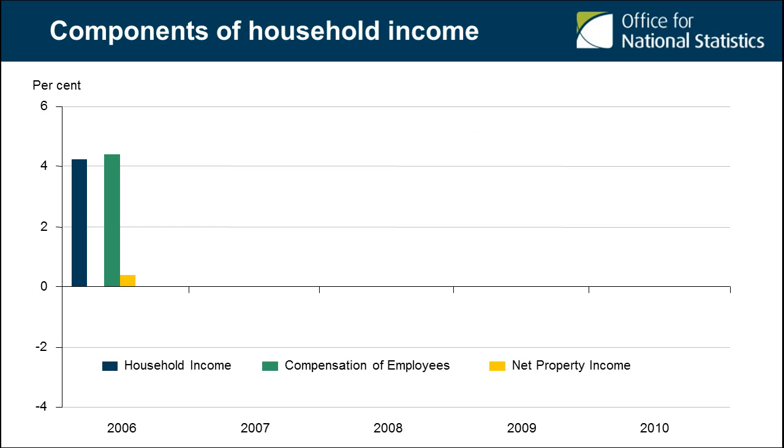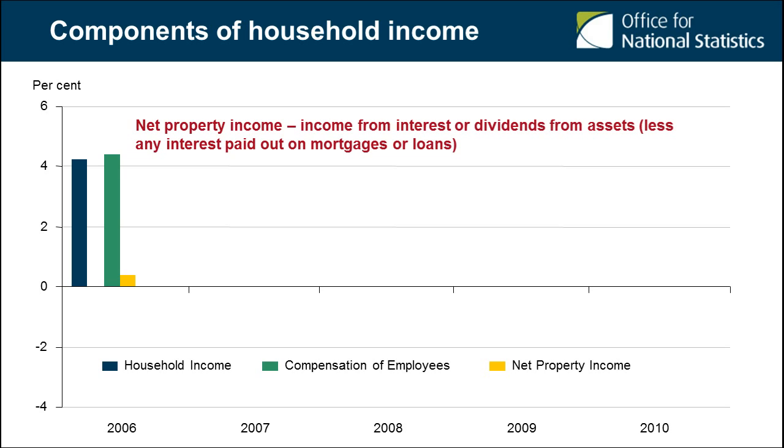The next component is net property income, which in simple terms is the income from interest or dividends from assets. For example, savings in a bank account, less any interest paid out, for example on mortgages or loans. Note that if mortgage interest payments fall and nothing else changes, this would lead to an increase in net property income. In 2006, of the increase in household income, 0.4% came from net property income.